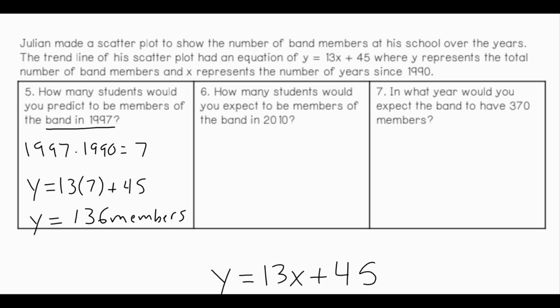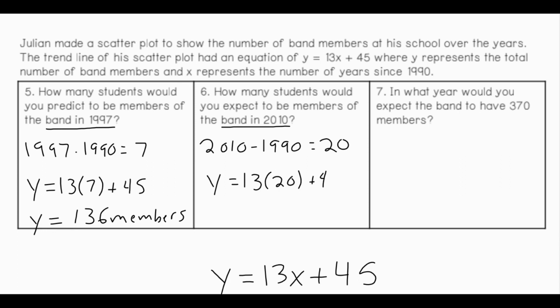Number six, how many students would you expect to be members of the band in 2010? Here I'm looking for members in the band in 2010. So 2010 minus 1990 would give me 20 years. I'm going to plug in 20 for my x this time. So y equals 13 times 20 plus 45. 13 times 20 plus 45 would give me 305 members. So in 2010, I would expect there to be 305 members.